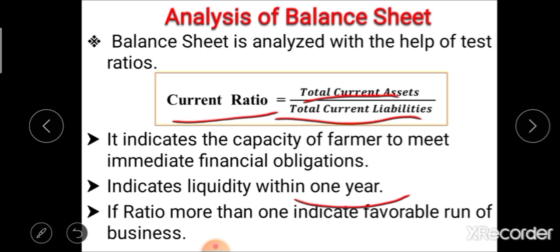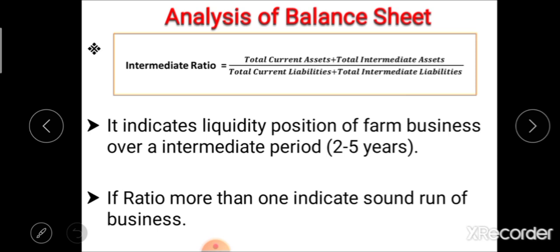After that, the second ratio is the intermediate ratio. The formula for intermediate ratio is total current asset plus total intermediate asset divided by total current liability plus total intermediate liability. This intermediate ratio is also known as working ratio.